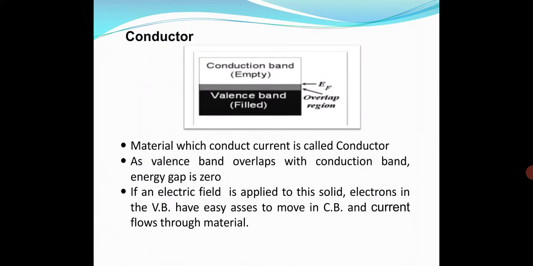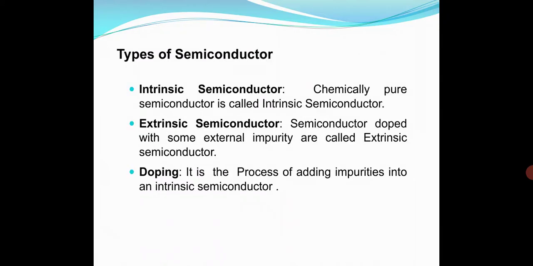But in a conductor, the valence band and conduction band may partially or completely overlap. A material in which current conducts is called a conductor. As the valence band overlaps with the conduction band, the energy gap is 0, so current easily flows through these materials under an external field.